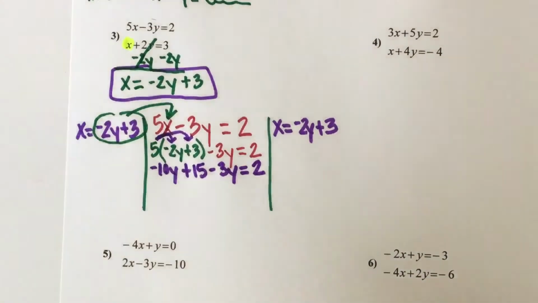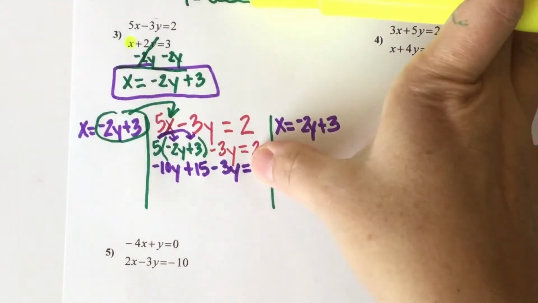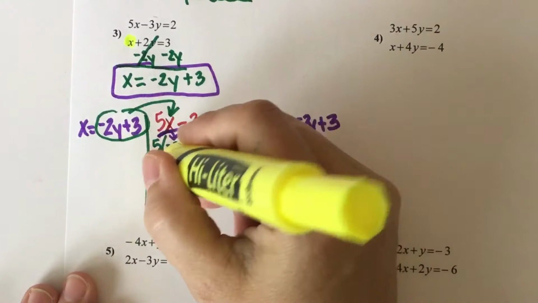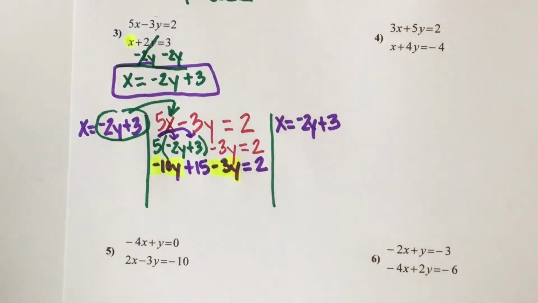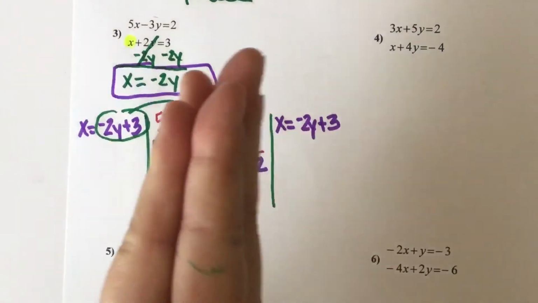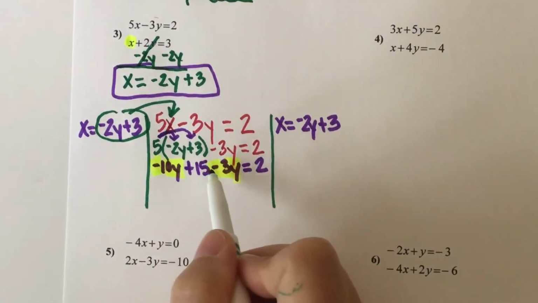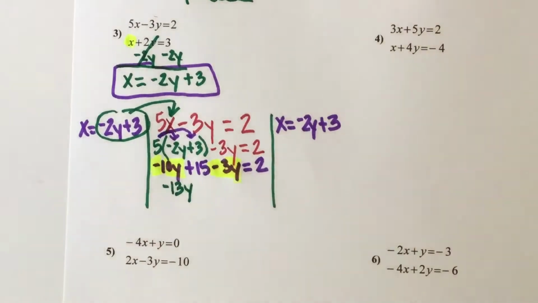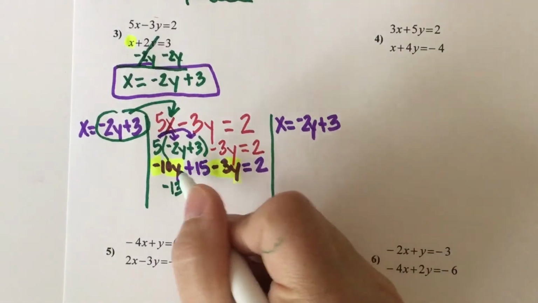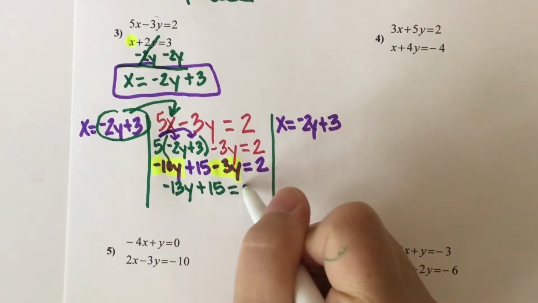At this point, you're looking for like terms on the left side of the equals and on the right. And I have like terms on the left side. I've got this negative 10y and this minus 3y. So remember, don't move them. If they're on the same side of the equals, combine them up. So negative 10y minus 3y makes a negative 13y. Since they're both negative, you add them and get a bigger negative. Drop down the plus 15. Drop down the equals 2.